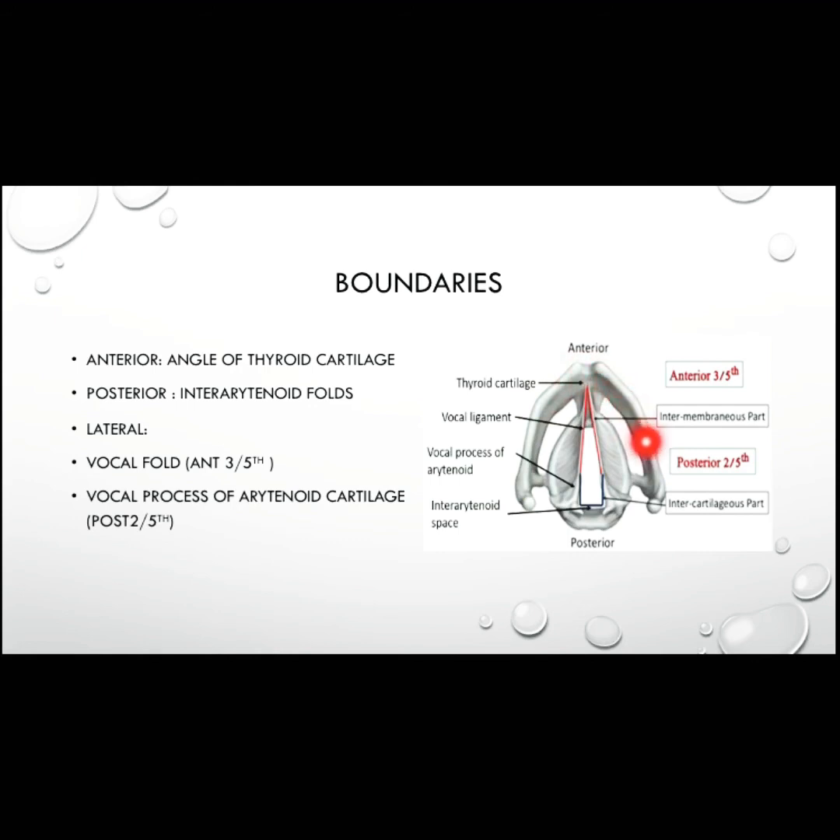Anteriorly, it is bounded by thyroid cartilage. Posteriorly, it is bounded by interarytenoid fold. Laterally, on either side of this Rima glottidis, it is bounded by vocal folds on the anterior 3/5 part of it and vocal process of arytenoid cartilage on the posterior 2/5 of it.